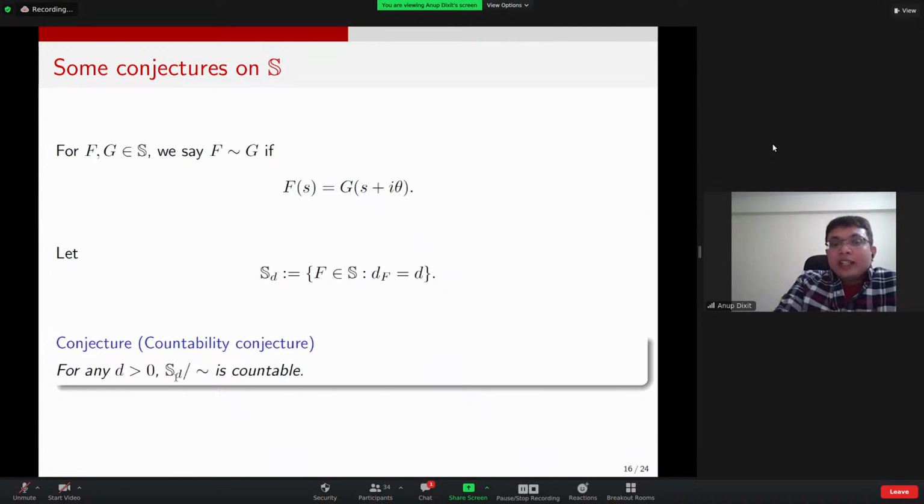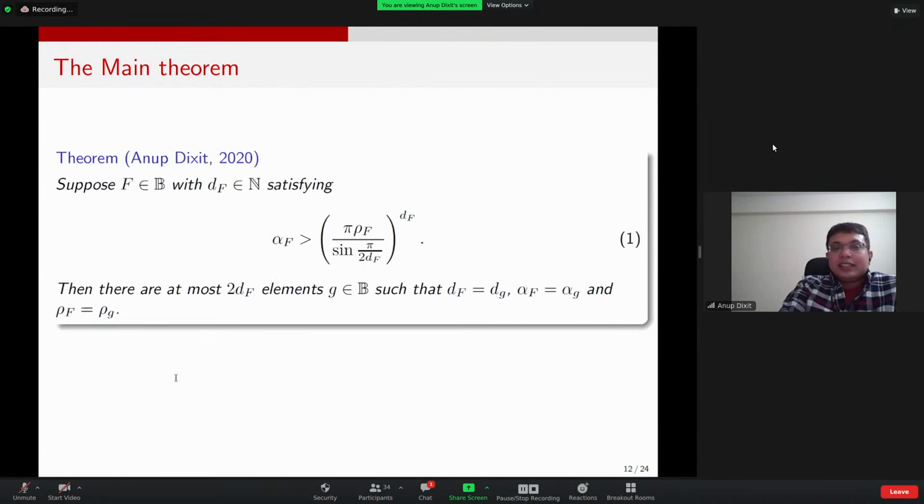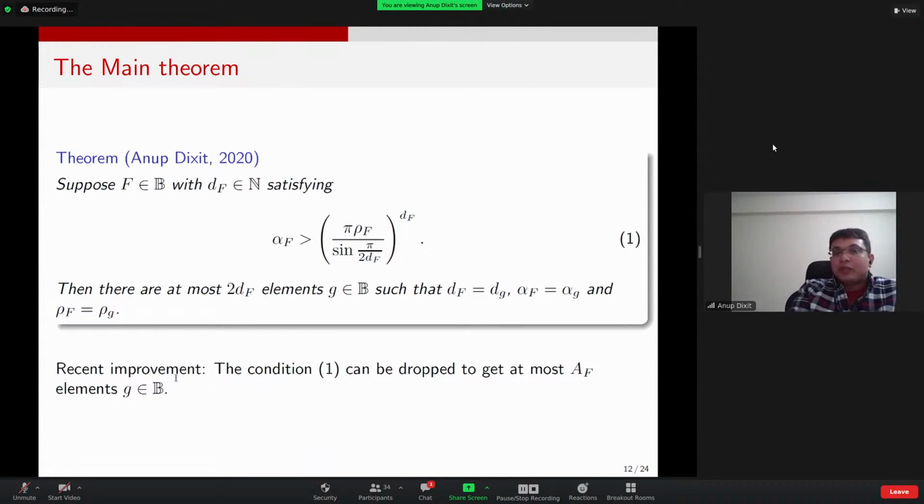But if you go back to our result, it doesn't really tell us much, but it does tell us that if you fix a degree and you give a conductor, actually the way I've stated it is not the best way. We actually have something stronger. You don't need to assume that alpha_f is equal to alpha_g. You can assume that alpha_g lies in a neighborhood of alpha_f. That would also give us the result.